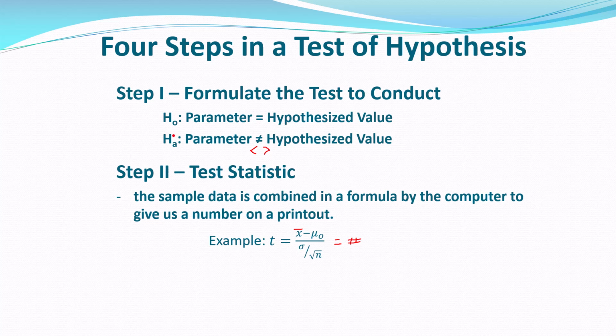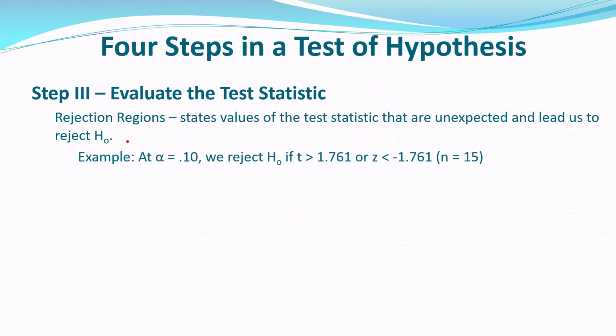And as we've seen before, for evaluating the test statistic, there are a couple different techniques. There's the rejection region method, and the rejection region states values of the test statistic that are unexpected and lead us to reject H naught. An example of which, if you have an alpha equal to 0.10 and you're doing a two-tailed test, well, we're going to see an example like this in a second. When you have a two-tailed test, you have to take that alpha of 0.10 and split it into 2 different 0.05s. One of those 0.05s you put in the lower tail, one of those 0.05s you put in the upper tail of, in this case, a t distribution. If the sample size was 15, it'd be 14 degrees of freedom.